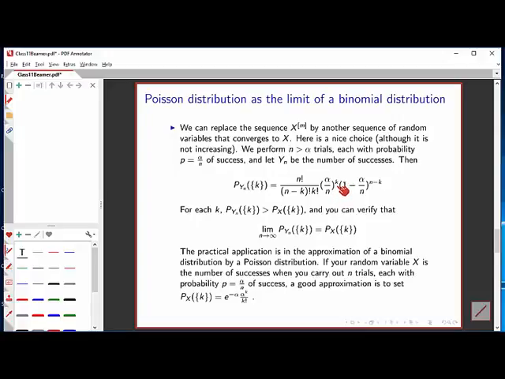We've got k successful trials, each with a probability of alpha over n. We've got n minus k unsuccessful trials, each with a probability of 1 minus alpha over n. So that's the probability of k successes followed by n minus k failures, but there are in fact n choose k ways of distributing the k successes among the n trials, so we have to multiply by this binomial coefficient.